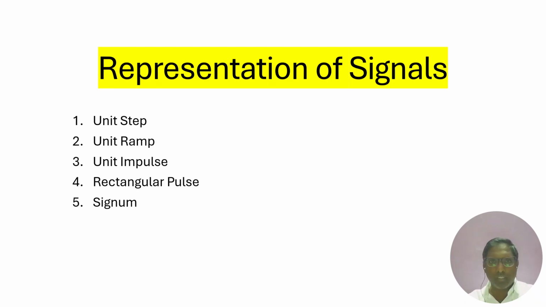Nowadays, we are using digital signals only, so far the signals having digital information. So the signals we can represent as unit step signal, unit ramp signal, unit impulse signal, rectangular signal, signum function. Now we can discuss one by one.